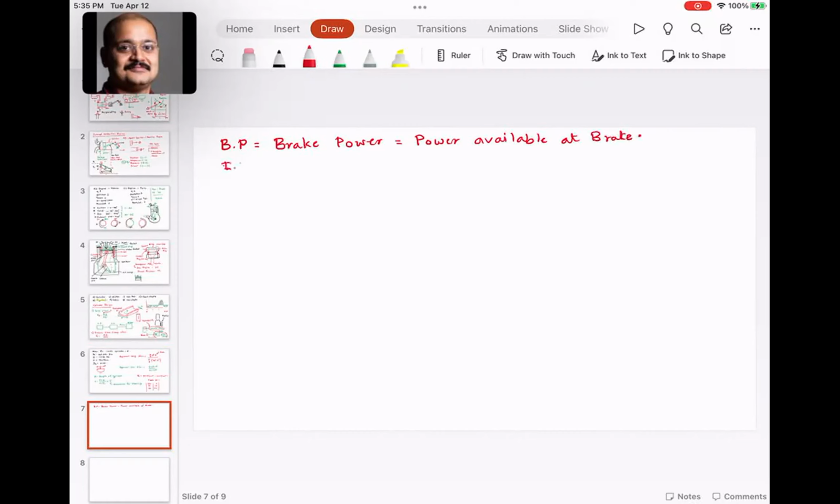IP is called indicated power. This is power developed by engine. So please understand, IP is always greater than brake power. IP minus BP is nothing but mechanical losses.